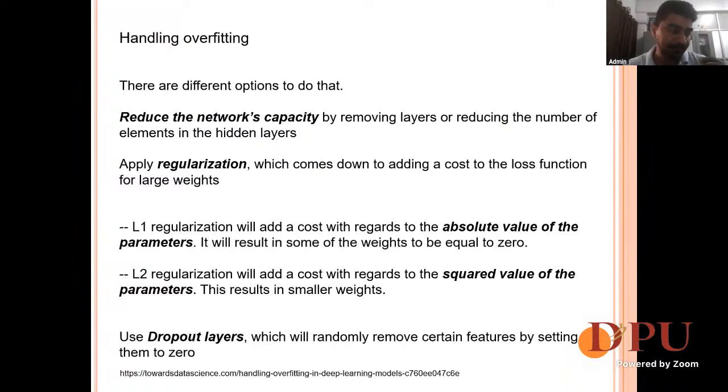Say, for example, you can go for L1, L2 regularization. You can go for dropout, etc. So that you can reduce the whole memorization power of any model.